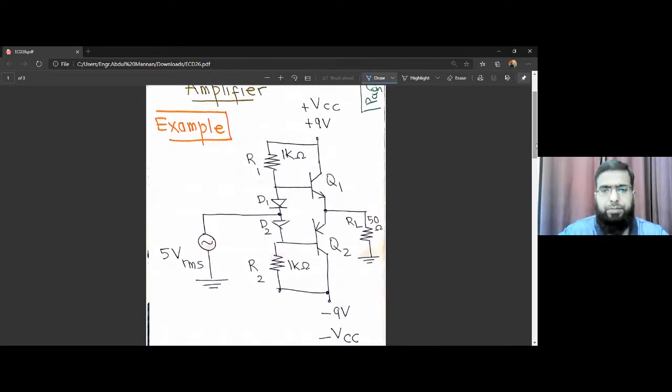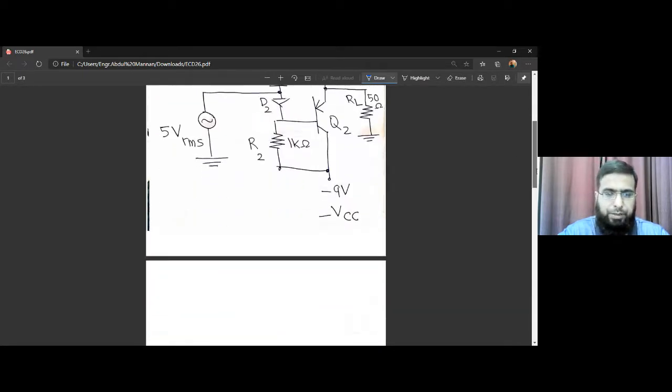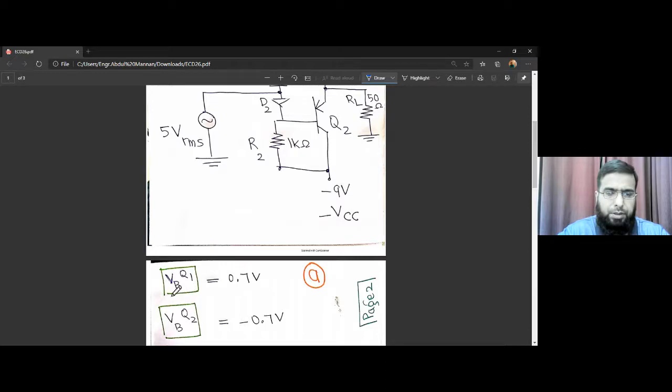So we are given a circuit where VCC is 9 and it's a dual power supply based system, and negative VCC is negative 9. The amplifier is supposed to drive a 50 ohm load, and R1, R2 are 1 kilo ohm. 5 volt RMS is the input applied AC voltage. So we are supposed to find various quantities.